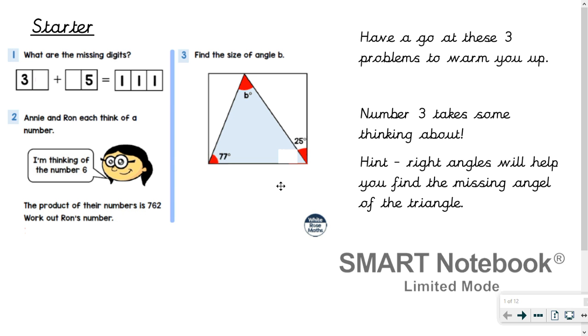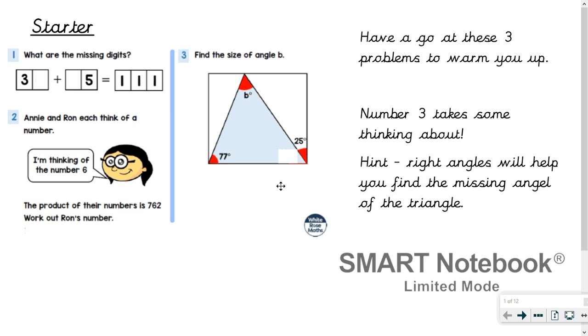Today is the 15th of January, and it's your last maths virtual lesson of the week. So we're back to the 3-question starters today. You're going to have a go at these 3 to warm you up, either on a bit of paper or a whiteboard if you've got one. Number 3 takes some thinking about.